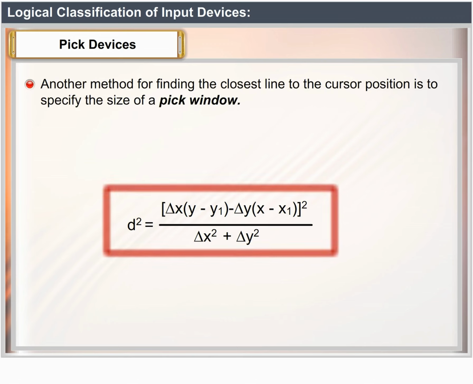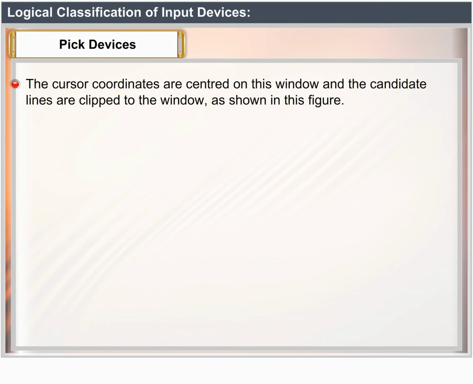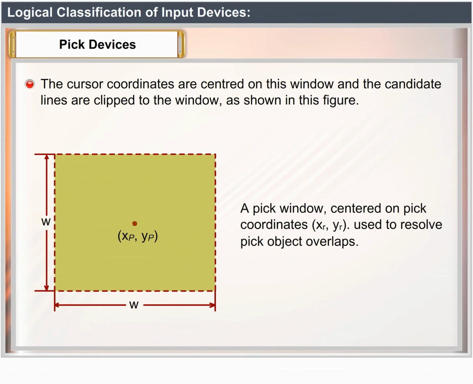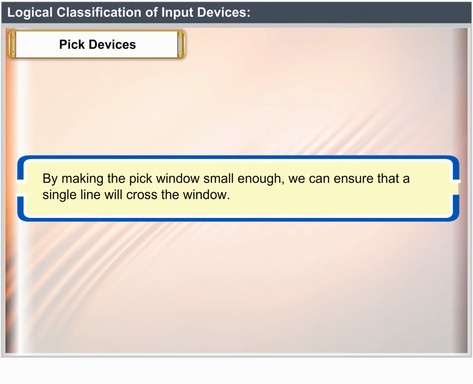Another method for finding the closest line to the cursor position is to specify the size of a pick window. The cursor coordinates are centered on this window, and the candidate lines are clipped to the window as shown in this figure. By making the pick window small enough, we can ensure that a single line will cross the window.